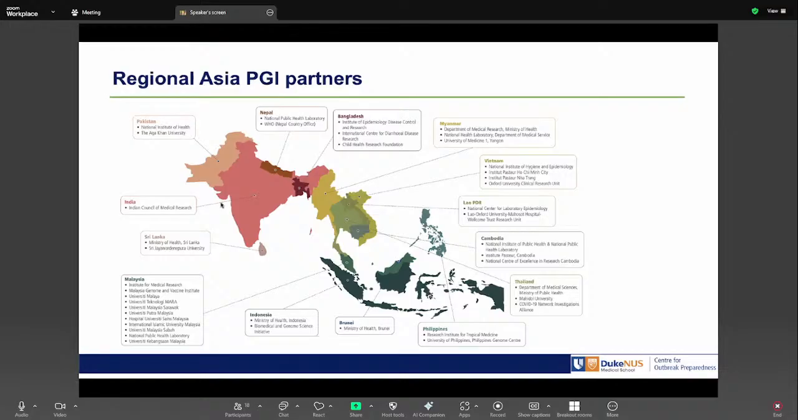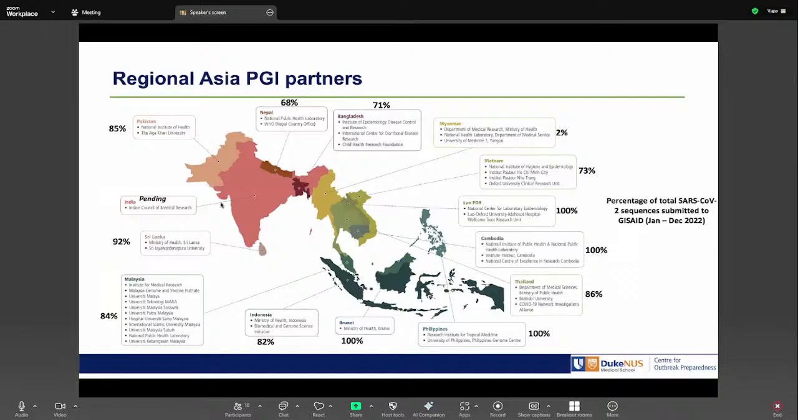And the reason we worked with these partners for this specific question is because we looked at who were the partners uploading pathogen genomics data to GISAID. And we realized that these partners together, except for Myanmar, which is a bit of a different situation, accounted for more than 50% of the SARS-CoV-2 data that was uploaded to GISAID. So essentially, the main pathogen sequencing partners at the time.